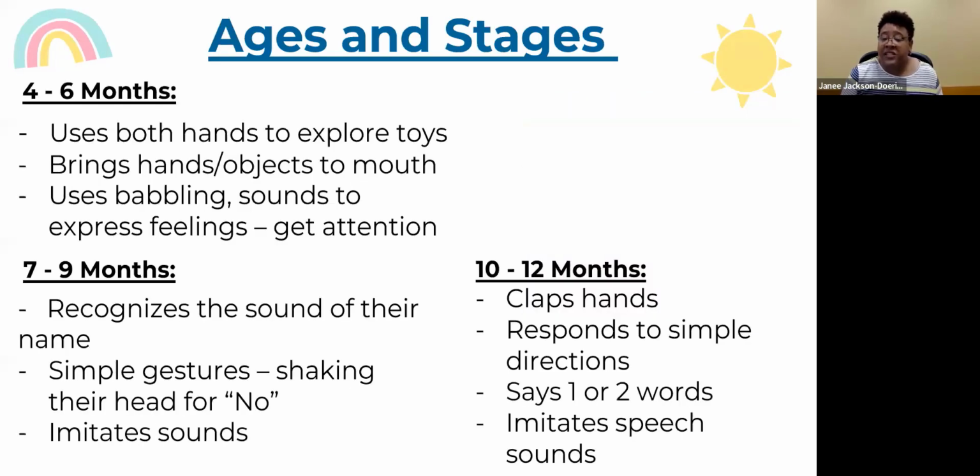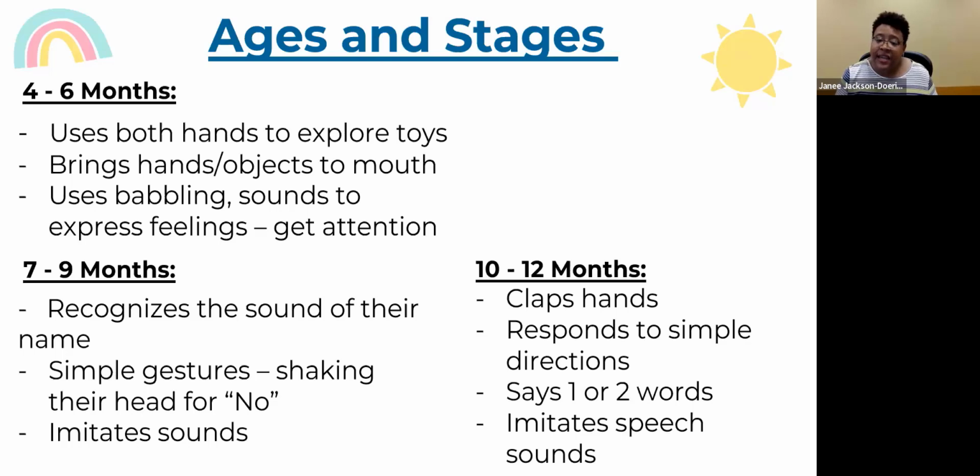For ages 4 to 6-month-olds, you have babies that are using both of their hands to explore toys, because children use their senses. They bring hands and objects to their mouths. They use babbling or sounds to express their feelings or get attention of a caregiver.